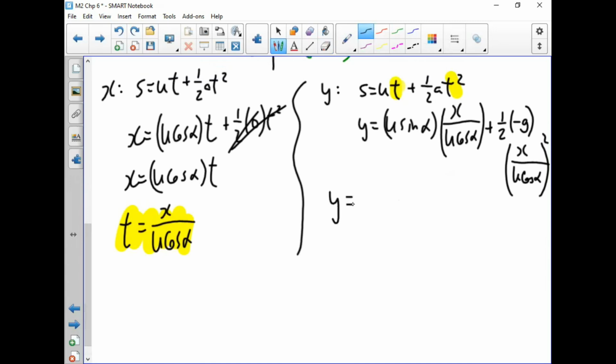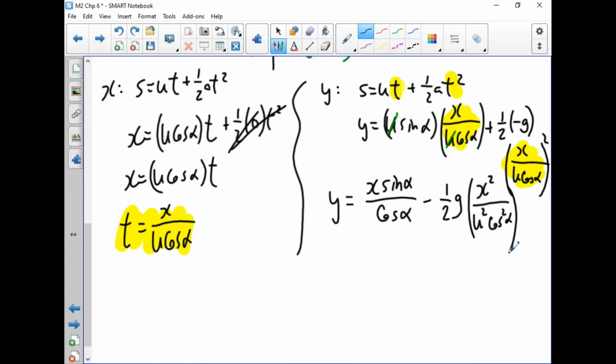So y equals, now let's do it step by step. The first fraction in here, you can see we can cancel out the u. Then I'm going to multiply the fraction together. So on top we have x sine alpha, and below cos alpha. That's the first fraction. By the way, just to make you aware, that's highlighted. So that's how we substitute t. Minus a half g, because a half times negative g is negative g, times x over u cos alpha squared. If I multiply the square inside the bracket, it'll be x squared over u squared cos squared alpha.